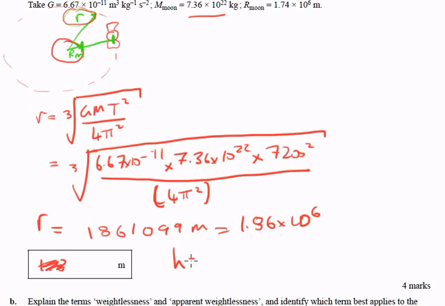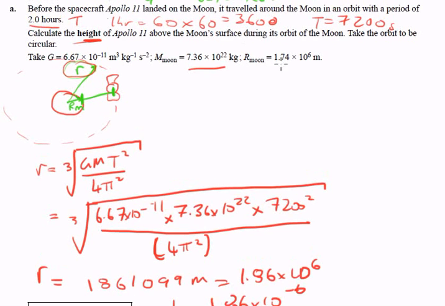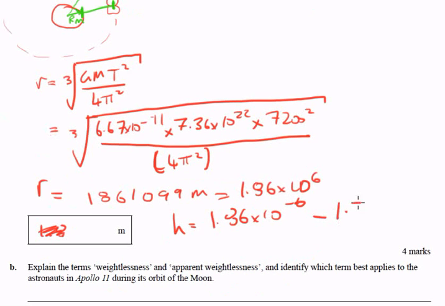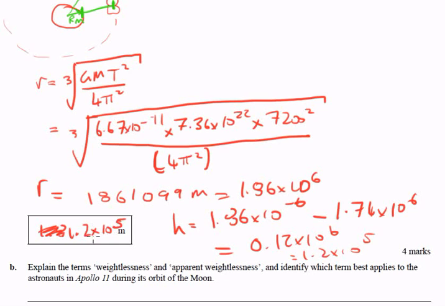To find the height, I've got to take the full radius, which is what I've just worked out, 1.86 by 10 to the 6, minus the radius of the moon or the planet, 1.74 by 10 to the 6. Once I've subtracted them I get 0.12 by 10 to the 6, which equals 1.2 by 10 to the 5. So I got a bit ahead of myself there. 1.2 by 10 to the 5. Alright, that's why it's the big one, 4 marks.